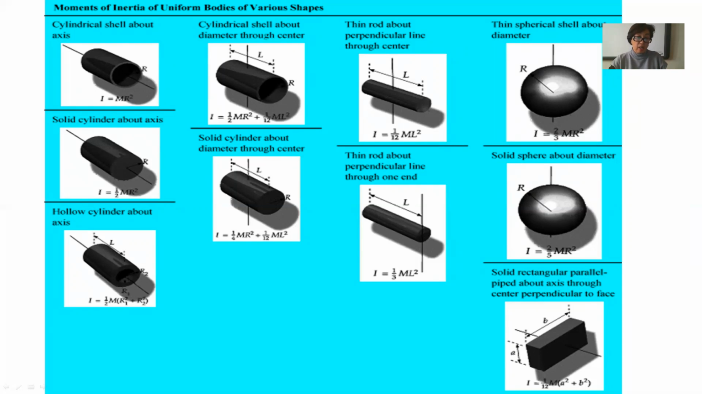For example, a solid rectangular parallelepiped about an axis through the center, this is the axis through the center, perpendicular to the face, one face, through the center and the second face. The moment of inertia for a solid rectangular parallelepiped is 1 divided by 12 M, and here are the two sides a and b, a squared plus b squared.